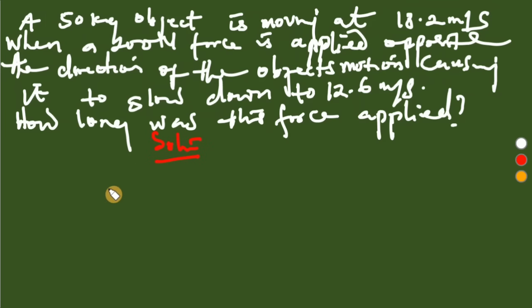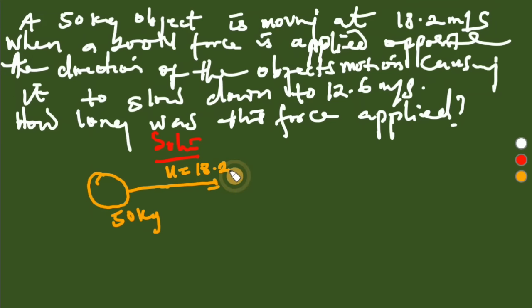To solve this, let's draw a diagram to illustrate this motion. So we have a 50 kg object moving at this velocity, so the initial velocity of the object is 18.2 meters per second, when a force of 200 Newton is applied opposite the direction of this object.